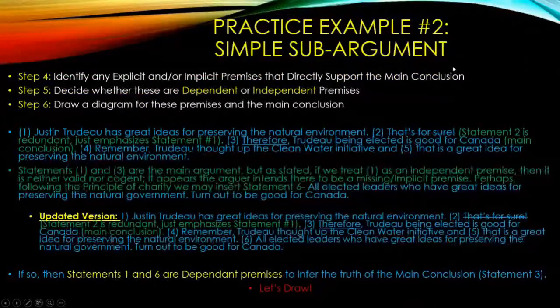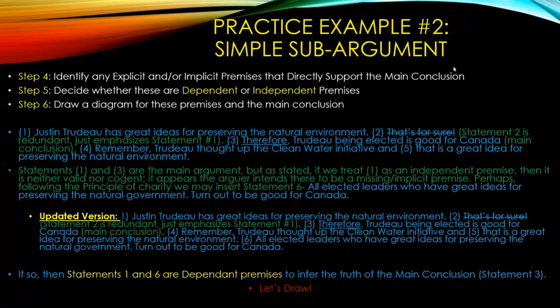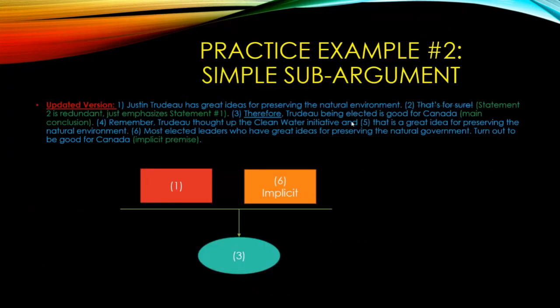But yeah, so I would add statement 6 as an implicit premise: all elected leaders who have great ideas for preserving the natural environment, that should say, are good for Canada. So that's great. And step 5, are these dependent or independent premises? Well, it looks like statement 1 and statement 6 are dependent premises. They depend on each other. And if they're both true, then they both support and imply the conclusion that therefore Trudeau being elected is good for Canada. So let's draw the main argument.